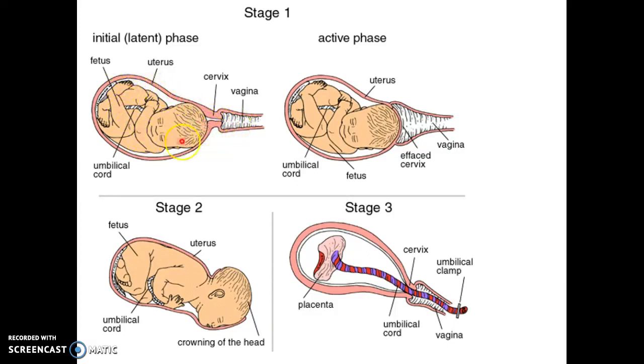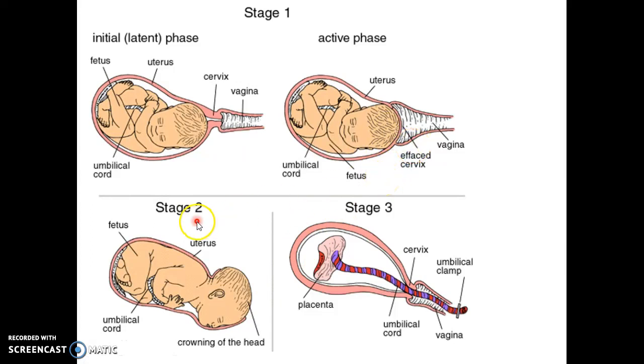Okay, you begin with the contractions, very, very smooth contractions. Then the second part of the first stage is the active phase, where you see that the head is already pushing and dilating the cervix. The cervix begins to get erased, and this is when you feel the harder contractions.